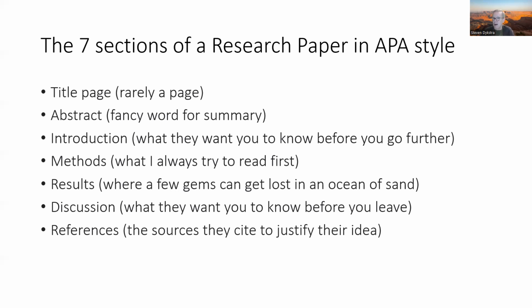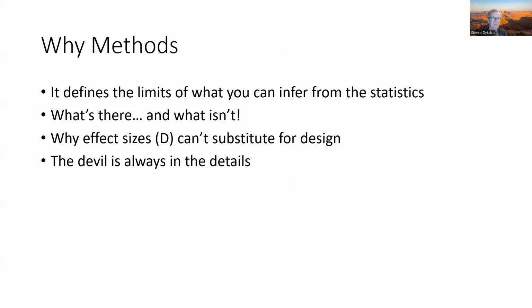Peer review is supposed to catch those things, but this was a private paper written for a school district that had no peer review. And so those things can happen. We have to be very cautious and be very skeptical and realize that people are trying to deceive us. So why methods? It defines the limits of what you can infer from statistics. What's there and what isn't there in the methods.